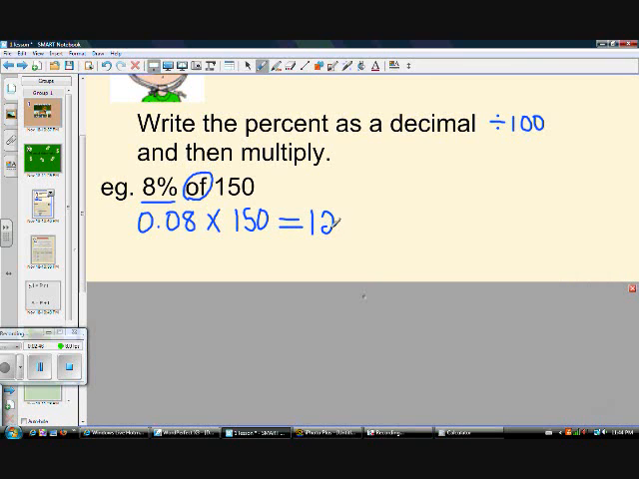Okay, so that's a really basic skill that you have to be able to do. You've been doing that since elementary school, so you should be pretty good at it by now. So you take the percent, divide by 100, then multiply by the number.